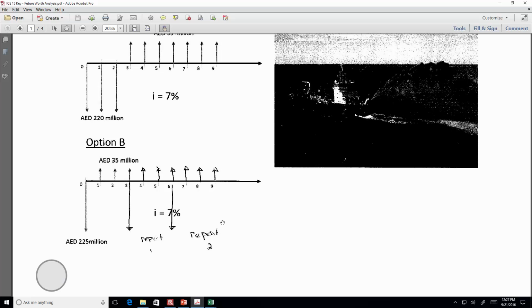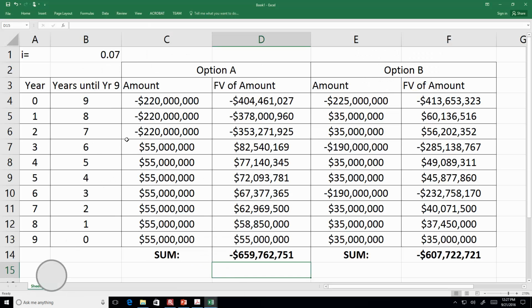And so when we look at the spreadsheet implication of this repeat, you'll notice over here on option B, in year 3, it's negative 225 million plus 35 million. So that's where the negative 190 comes from, it's the combination of revenue and outflow. And the same thing in year 6, but then in year 9, we're not going to do the dredging again.